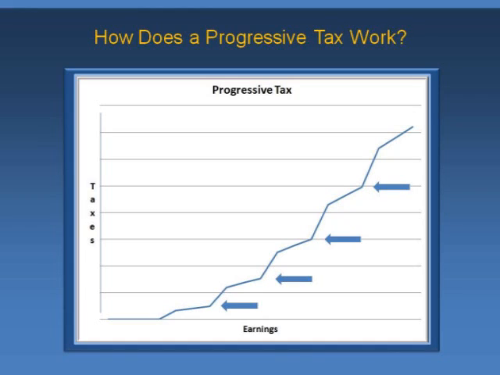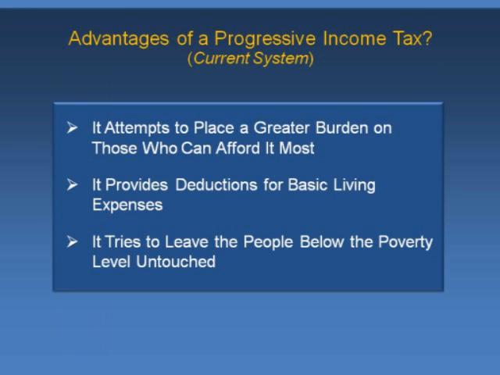Let's take a look though, and in all fairness, let's look at the advantages of the progressive income tax. Our current system attempts to place greater burden on those who can afford it most. Well, that kind of makes sense. It also provides deductions for basic living expenses. And finally, it tries to leave people below the poverty level untouched.